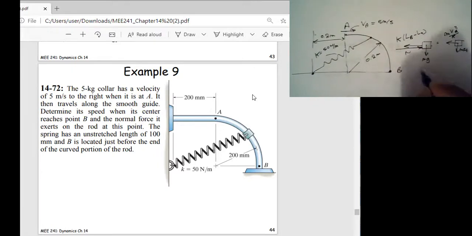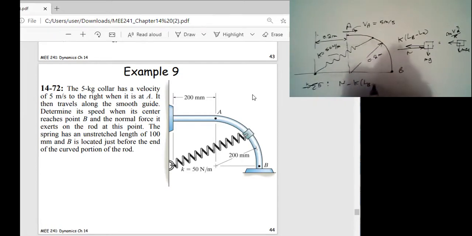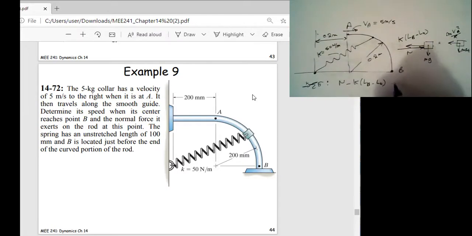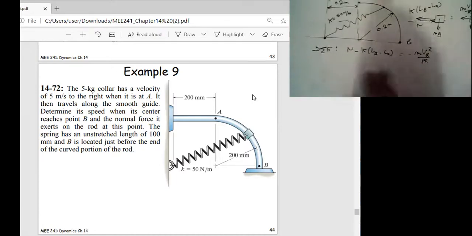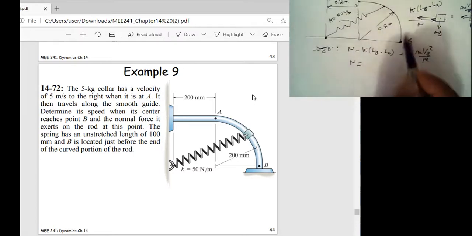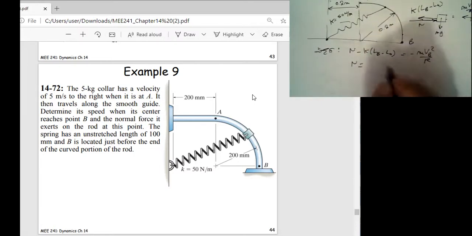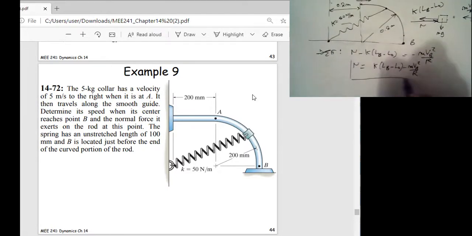Okay, so ultimately, we sum the forces to the right. We're going to say that N minus k times (l_B minus l_0) is going to be equal to minus m v_B squared over r. So the normal force that this guy would apply, right? This is the force that the channel applies on the collar, so this is the reaction force in between. N equals k(l_B minus l_0) minus m v_B squared over r. And then you notice that this is basically the centrifugal acceleration.